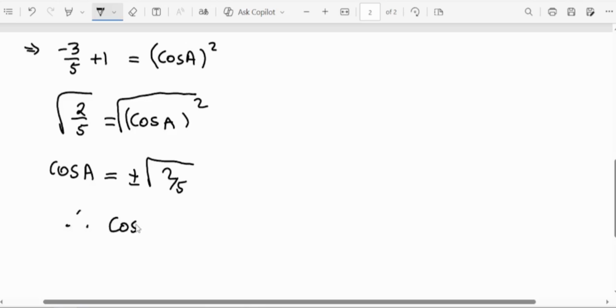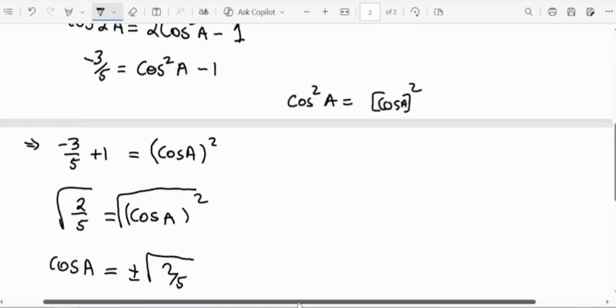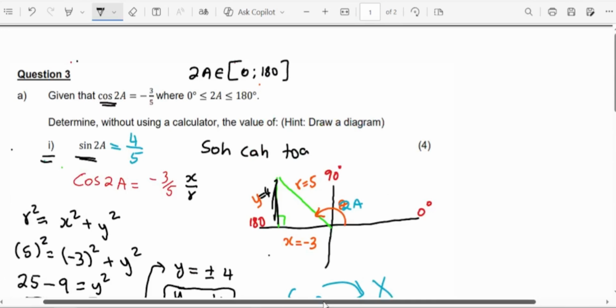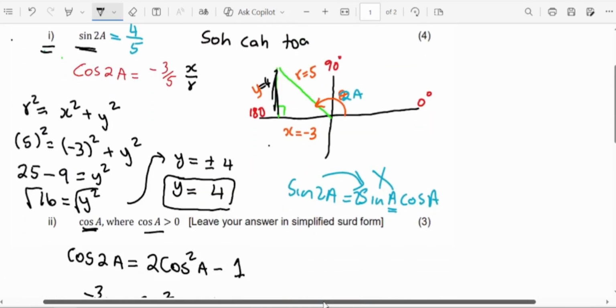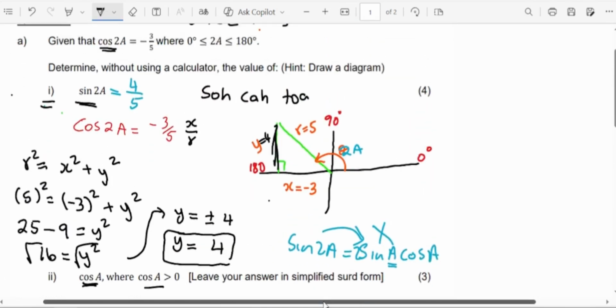So when it's like this, we can conclude. Remember, we were given that cos A should be positive. So the final answer is the square root of 2 over 5. Why? Because we are given that the cos A must be greater than 0. I think this was easy marks. How many marks? 3, 4. This was easy 7 marks. So the marks were easy. You just have to make sure that you follow through.